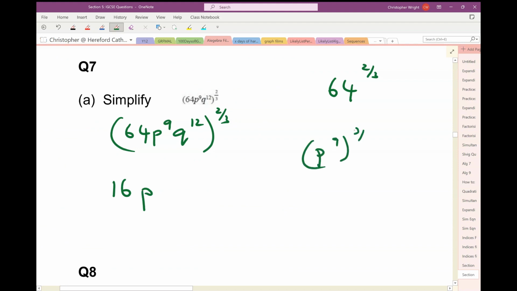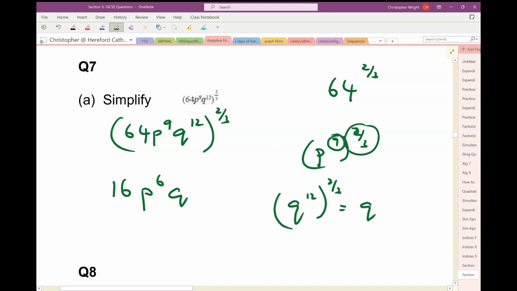Well, that's going to be p to the power of 9 times 2/3, p to the power of 6. And q to the power of 12 raised to the power of 2/3 would be q to the power of 12 times 2/3, q to the power of 8. And that's question 7 done.